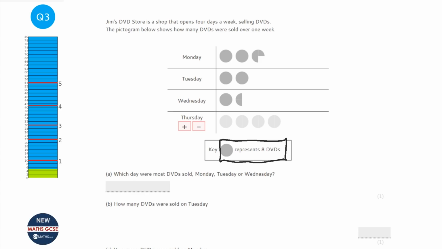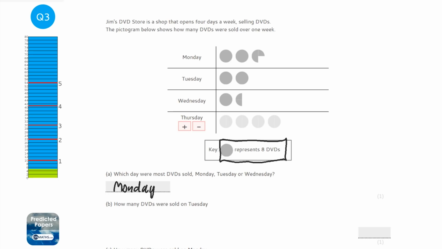So it says, what day are the most DVDs sold? Monday, Tuesday or Wednesday? Well, you can always just look at which has the most shapes. Now Tuesday has 2, Wednesday has 1.5, but Monday has over 2 3/4. So it's definitely going to be Monday because it's got the most circles.